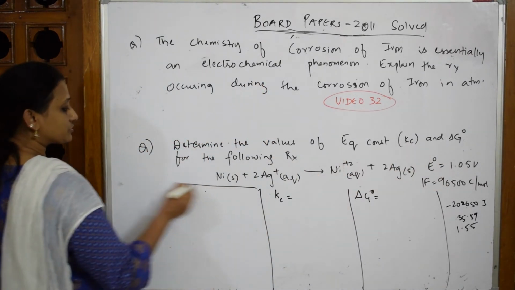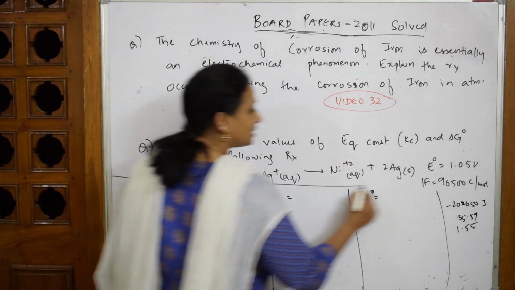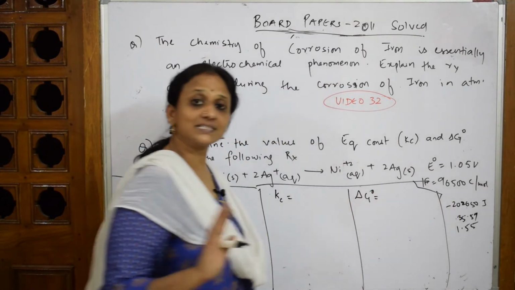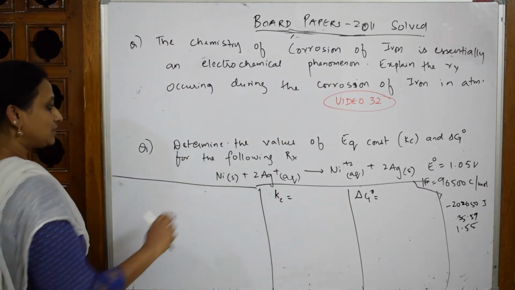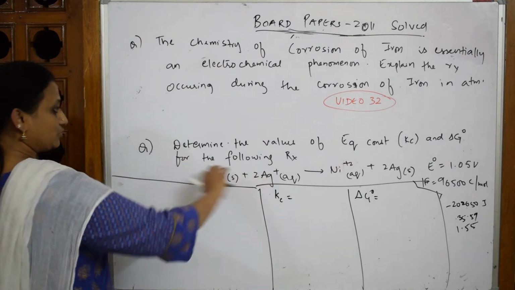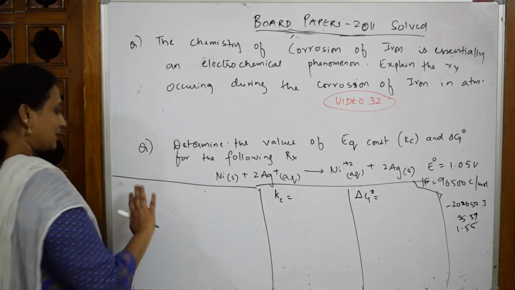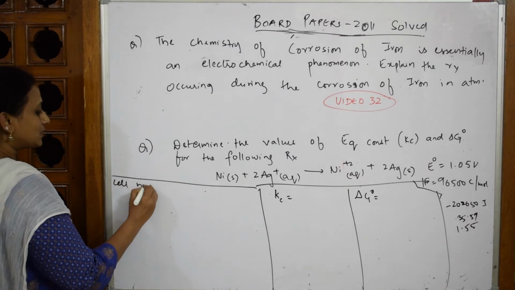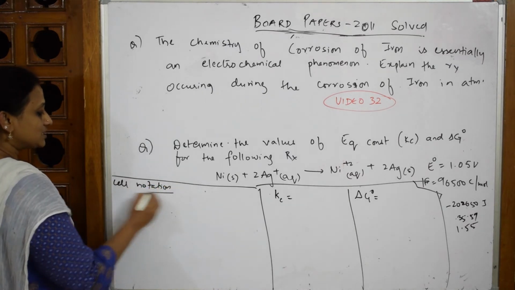So as soon as such a question is given to you, first try to always write the cell reaction, the cell notation. They've not given the cell notation. They've just given you the overall cell reaction. Write the cell notation. How to write the cell notation, because this also carries marks.